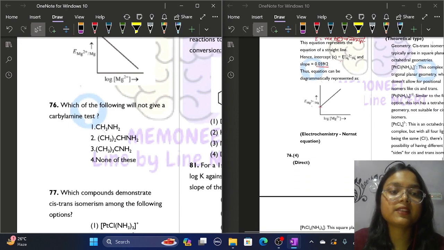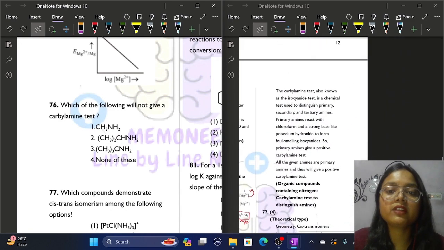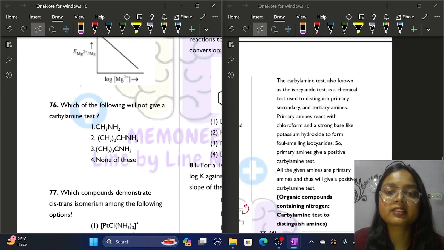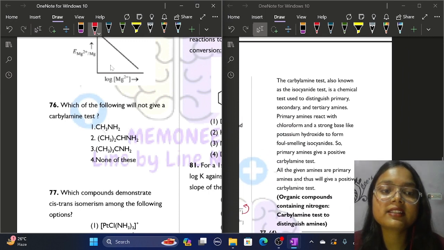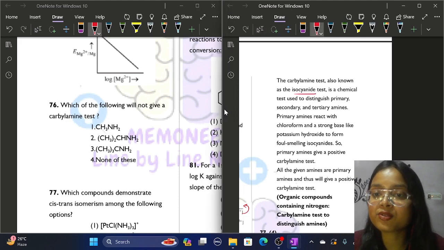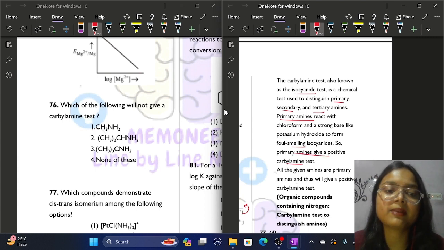In question number 76, which of the following will not give the carbylamine test? There are 3 options given and the fourth one is none of these. The carbylamine test, also known as the isocyanide test, is used to distinguish primary amines from secondary and tertiary amines. Primary amines react with chloroform and potassium hydroxide to form foul smelling isocyanides. So the main point here is that primary amines give a positive carbylamine test.